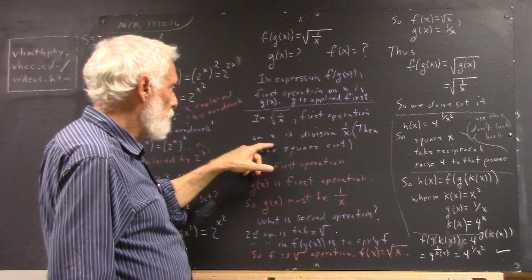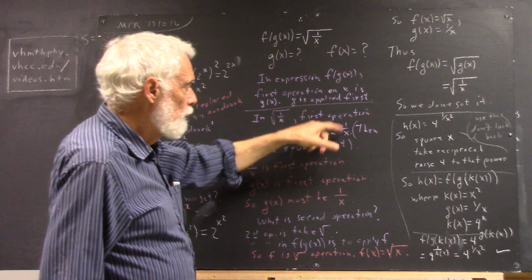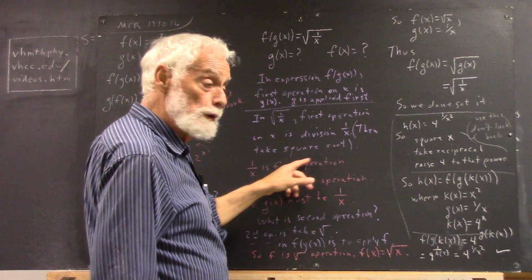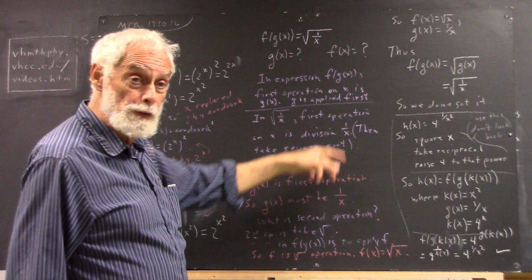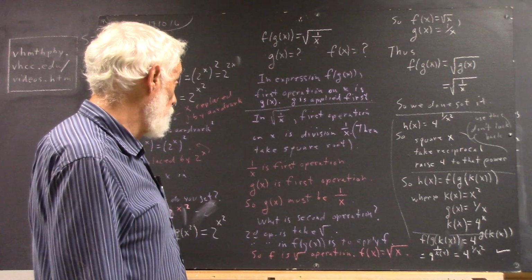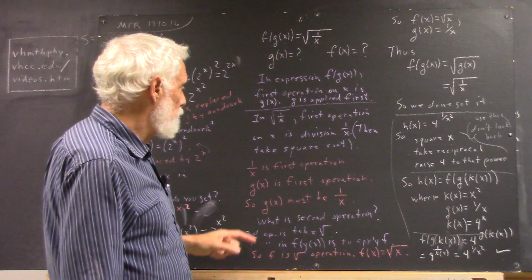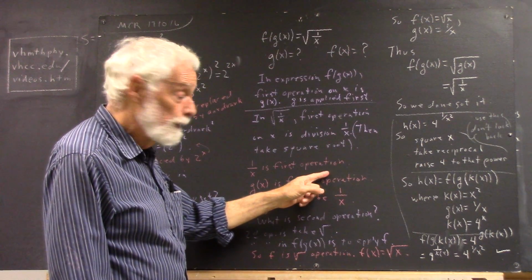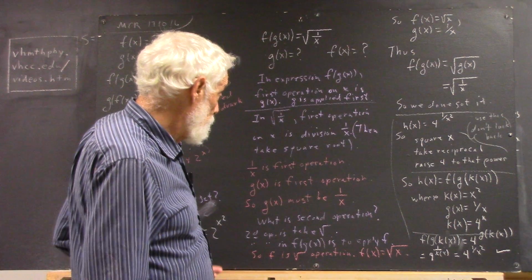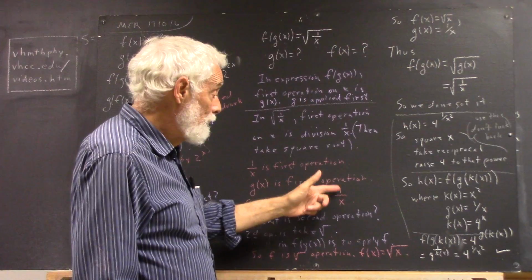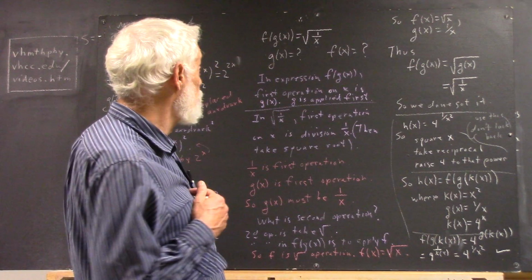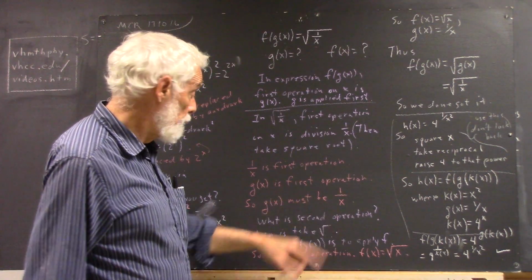So in this, the first operation on x is the division 1 over x, or finding the reciprocal. Okay? And after that, we will take the square root. But first we do the reciprocal. And that's clear from the form of the function and also from the way we understand the order of operations. So, we've decided that 1 over x is the first operation on x, and we've decided that g of x is the first operation on x. Well, it must be then that g of x must be equal to 1 over x. So we've discovered what function to use for g of x. G of x has to be 1 over x.